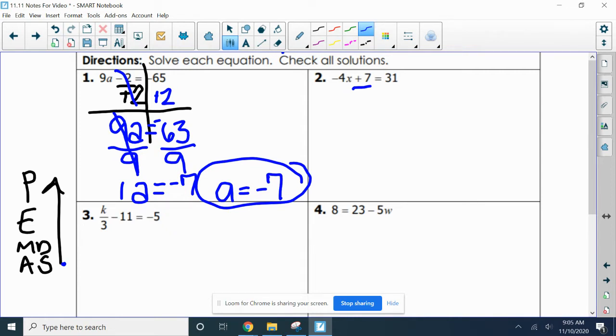So in order to get rid of plus 7, I am going to subtract 7 from the left side. I'm going to draw my line so I only do it once on the left and once on the right. So it's minus 7 on the left side and minus 7 on the right. So plus 7 minus 7 cancels to 0. So on the left side, we're left with 4x. And then 31 minus 7 is going to leave me with 24.